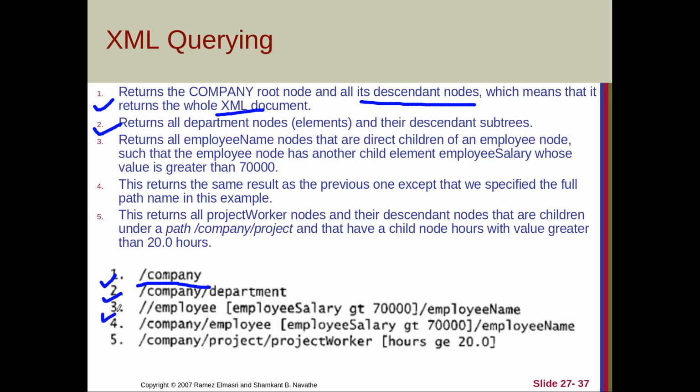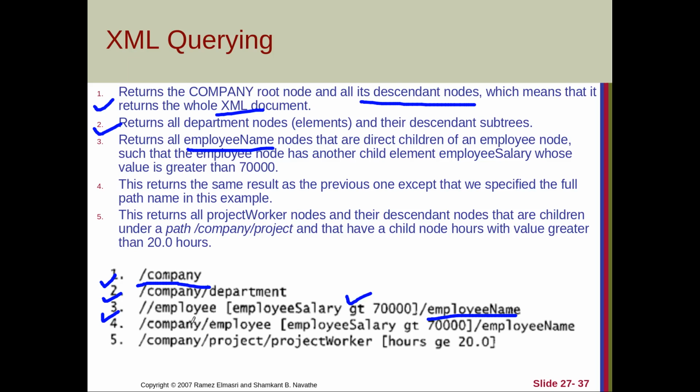Now third one, we are using a double slash employee with a condition within square bracket employee salary greater than 70,000 slash employee name. What is happening here? It returns all the employee names. It returns all the employee names that are direct children of employee, such that the condition that employee salary is greater than 70,000.